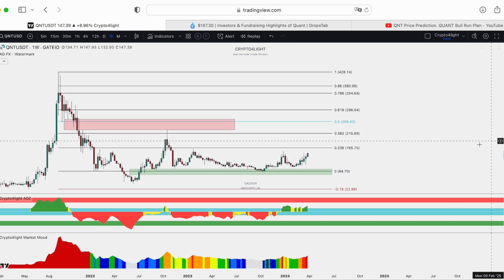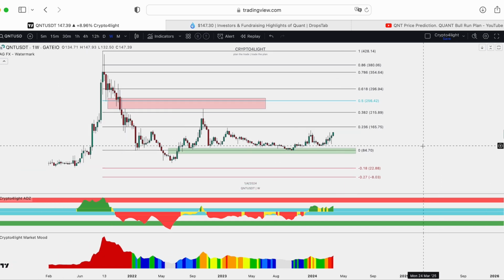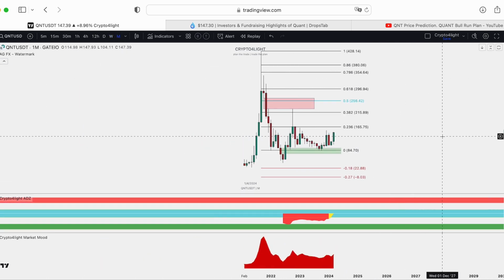So if you worry about this coin, if you worry about some flash crash after 100% profit, you can easily withdraw your initial deposit and keep the free coins. Take a look on a weekly time frame. This is not a crazy seller pressure on ADZ. So basically everything looks more than good for this token.